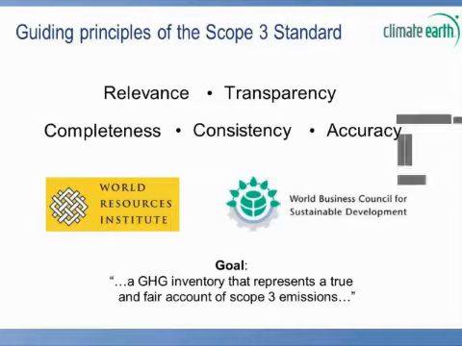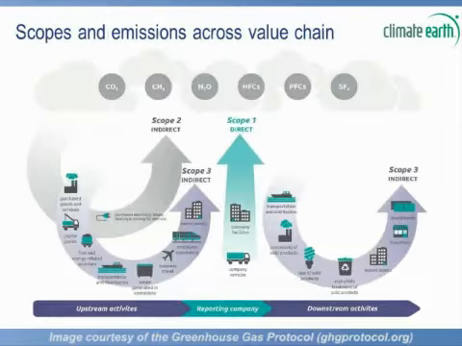The goal is a greenhouse gas inventory that represents a true and fair account of Scope 3 emissions. This is Carter. So now let's review what is defined by scopes and what is covered in the standard.